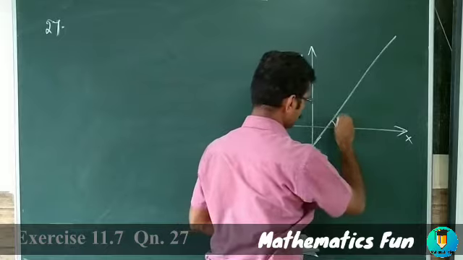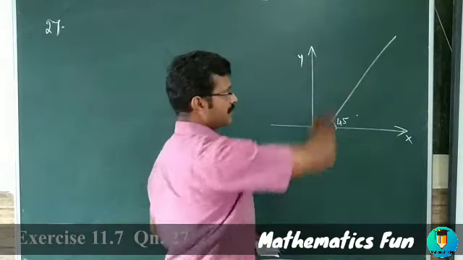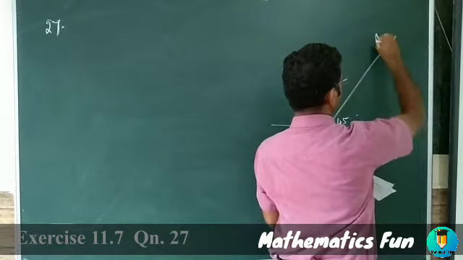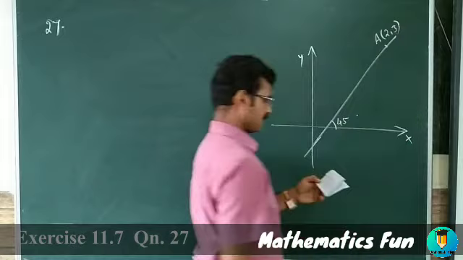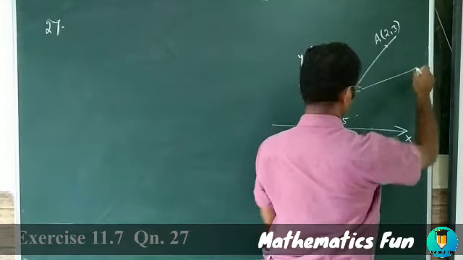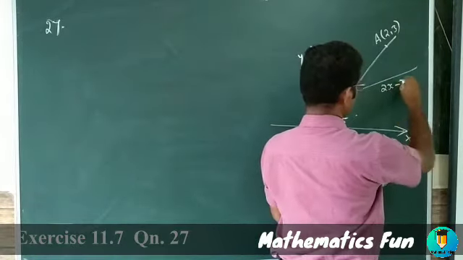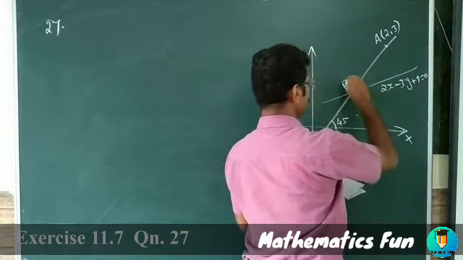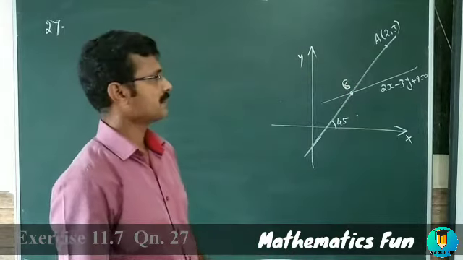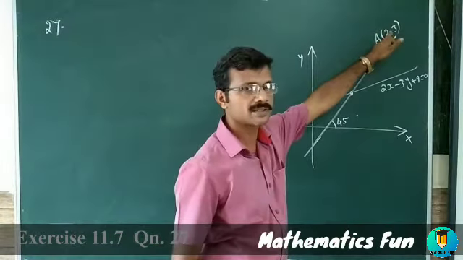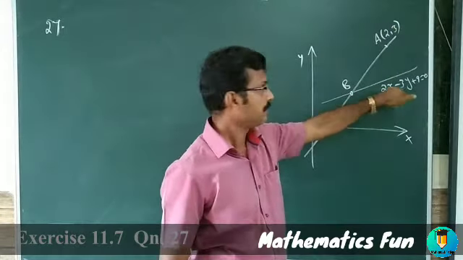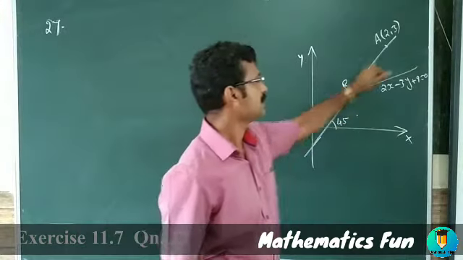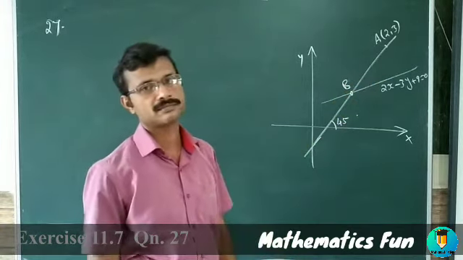A line which makes 45 degrees with the x-axis. The distance is measured along this line from the point A(2, 3) to the line. This is the other line, 2x minus 3y plus 9 equals 0. We need the distance AB, the distance of the point (2, 3) from the line measured along a line which makes 45 degrees with the x-axis.